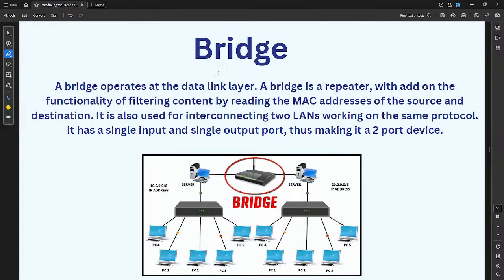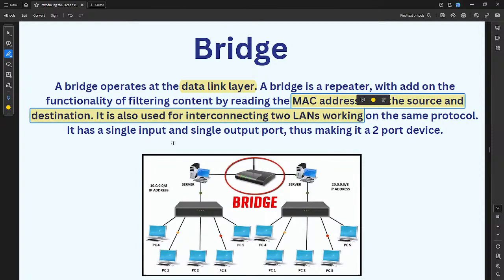We also have what is known as a bridge, which operates at the data link layer. And of course, a bridge is simply a repeater with add-on functionality of filtering content by reading the MAC addresses of the source and the destination for each of those packets.